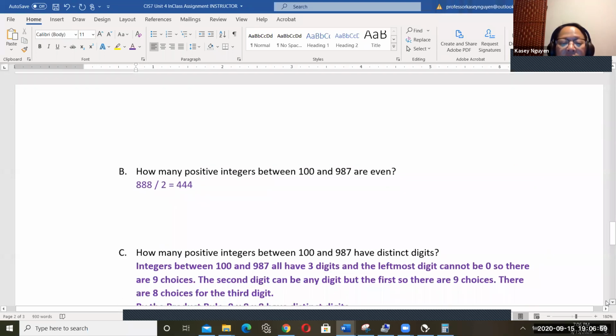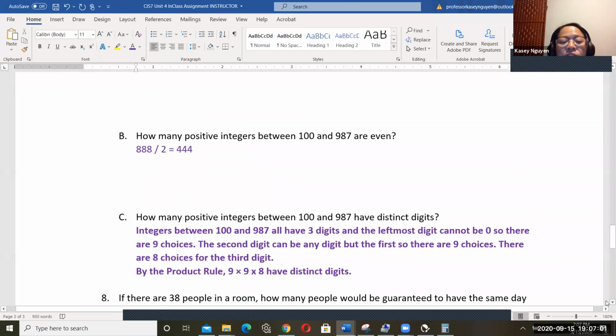So for B and C, it asks you, for B, how many positive integers between 100 and 987 are even? Very much like the example, right? So you take 888, which you found at the beginning, and you divide it by 2 because half of that group is even and the other half is odd. So you have 444 numbers that are even in that range.